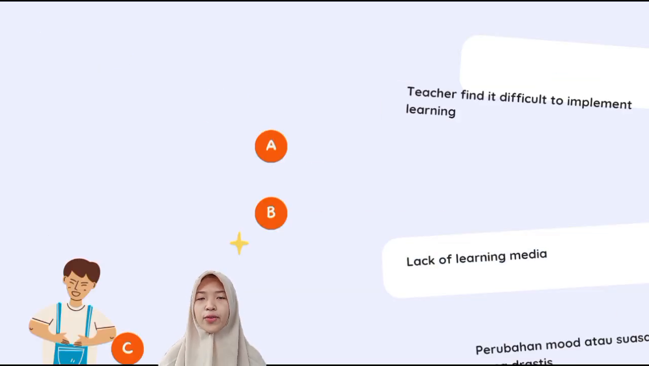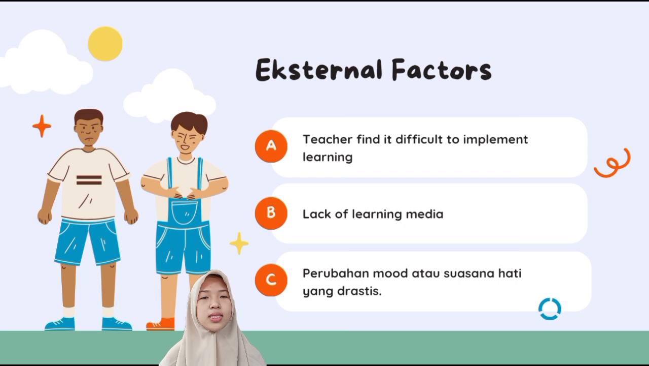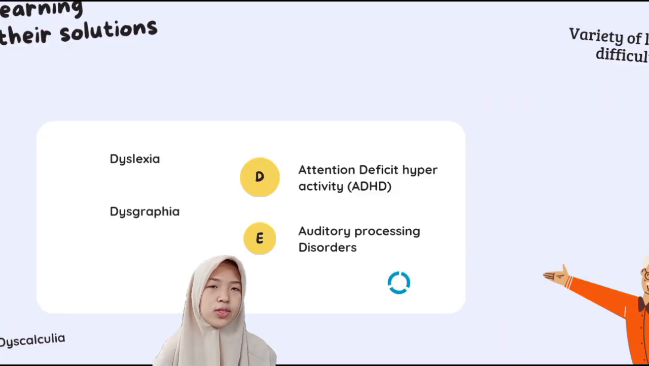And in the external factors, there are three parts too. The first is that teachers find it difficult to implement learning. The second is lack of learning media, and the last is boring learning method. Here are some common types of learning difficulties.